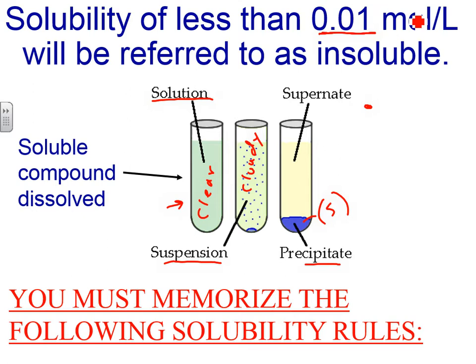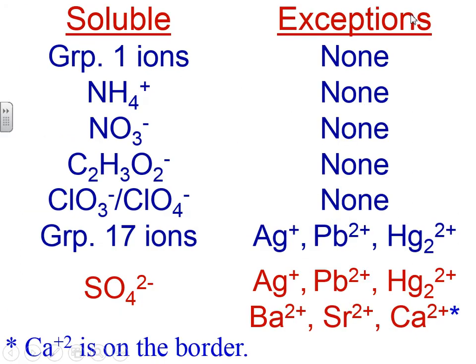Now, there are rules for solubility. We call them solubility rules, and you must memorize these solubility rules. There are a few major ideas that you have to keep track of, and let's show you what those are. So, for the soluble compounds, if you have a group 1 metal ion, these are alkali metals from group 1 on the periodic table. Here's the periodic table, so it comes from this group right here. Then they will always be soluble. There are no exceptions to these.